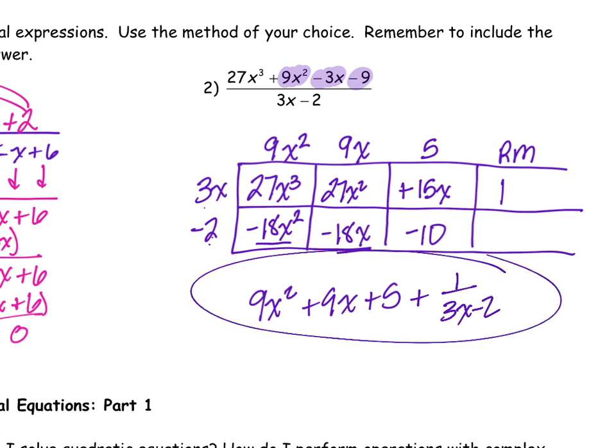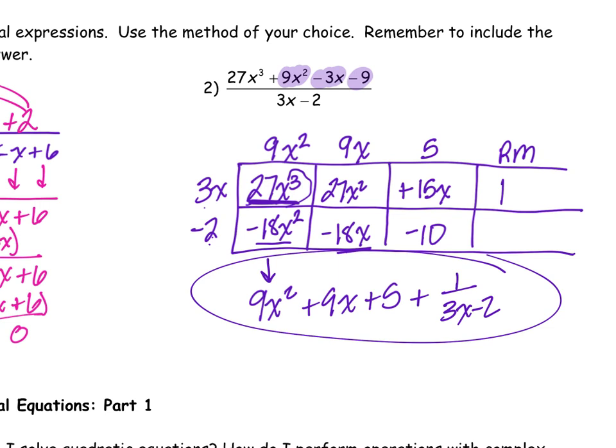Any questions? So a few of you are putting in 27x cubed. When we're dividing, the main thing to remember is that the first answer here has to be less than this. If this is an x cubed, it's got to be less than x cubed. So it's got to be x squared, right? It's got to be less. It can't be the same number.